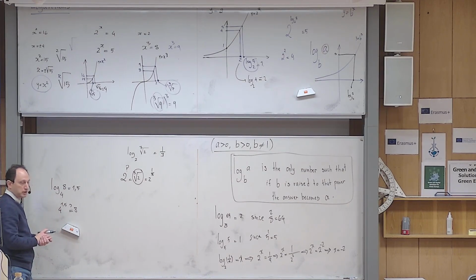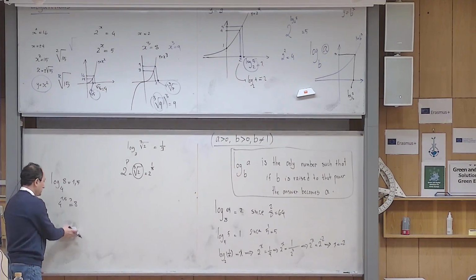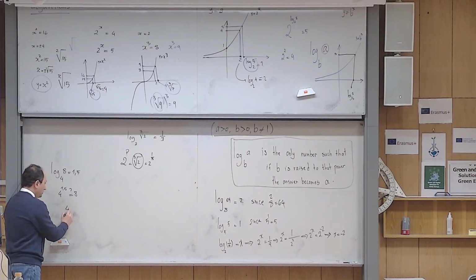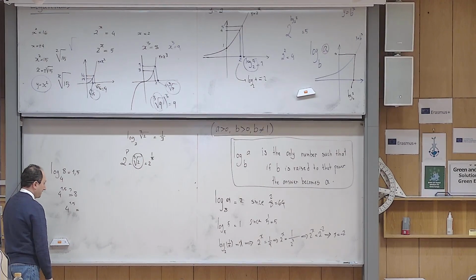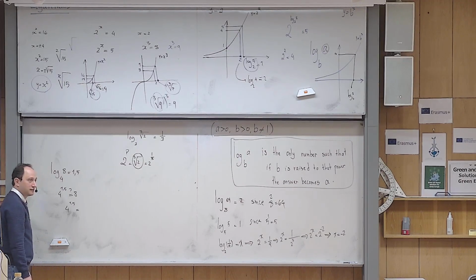True. How do you know that? Because 4 to the power of 1.5 can be written as the square root of 4 to the power of 3. No, the square root of 4 times itself 3 times. I don't understand what you're saying. I know, but you can take the square root of 4, which is 2, and then you can multiply 2 by itself 3 times.